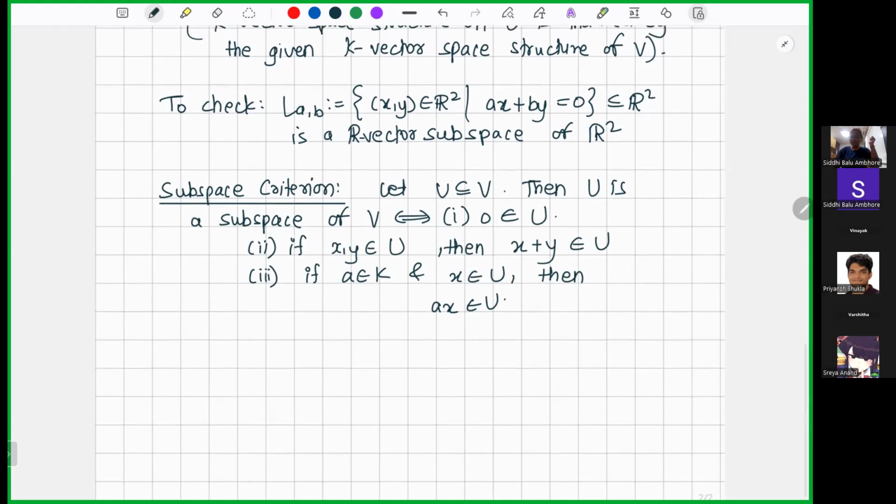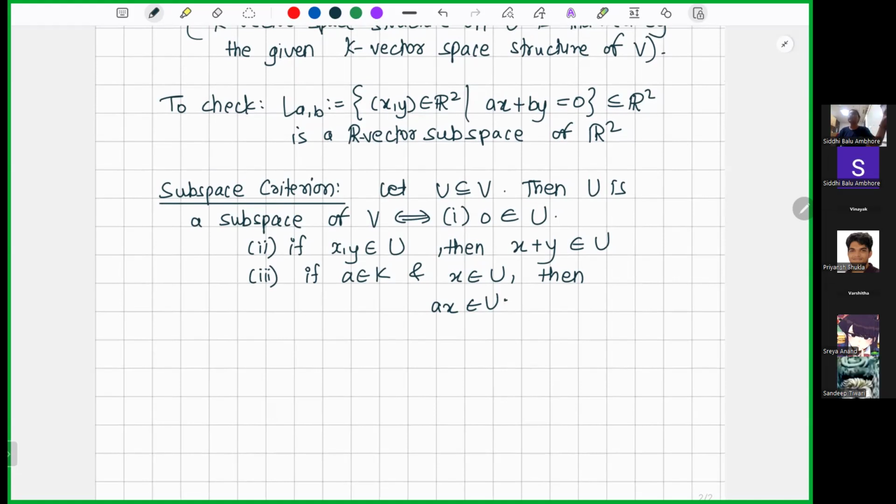Okay. So what I was saying is that instead of checking whether U satisfies all the vector space criteria or not, just to check whether a particular set is a subspace or not, we only need to check these three properties: whether 0 belongs to the set, and whether the addition and scalar multiplication induced from the given original vector space are closed or not in that set. That is enough for us to declare that something is a subspace or not. So we will be doing that.